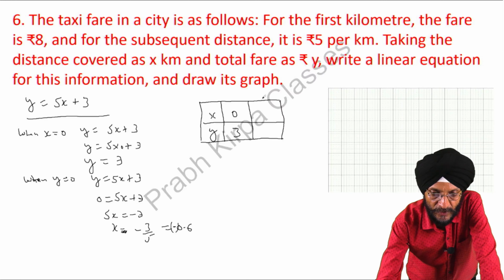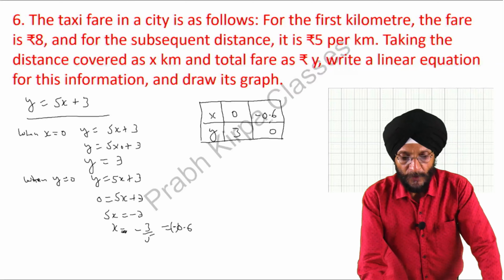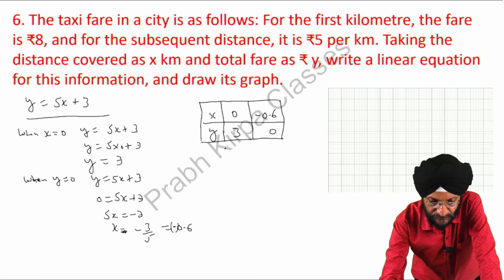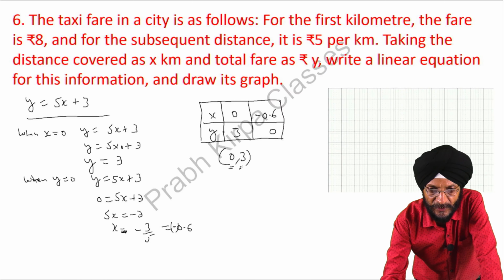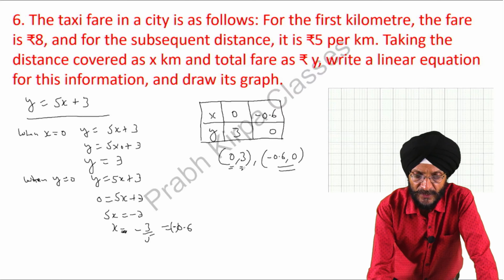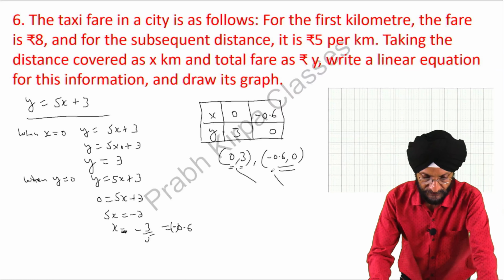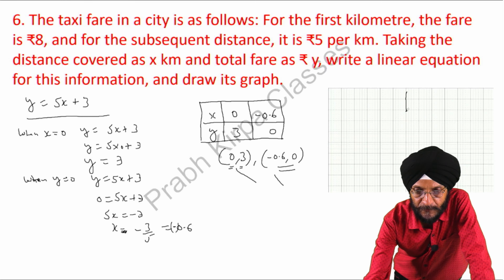So now what is the value of x here? Minus 0.6. What is the value of y? It is 0. Now the points to be plotted are 0, 3, where the first is the value of x and the second the value of y. And the other solution is minus 0.6, 0. On the basis of these two solutions, we will now draw the graph. Now let us see how we form the graph.